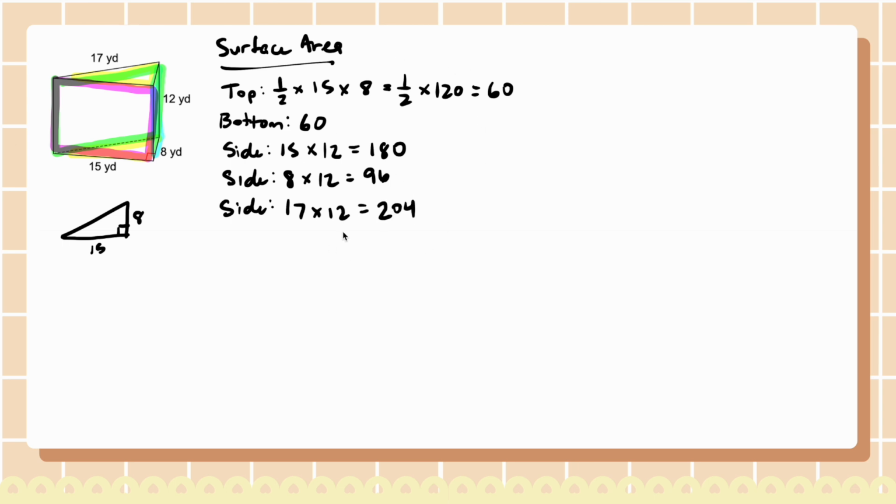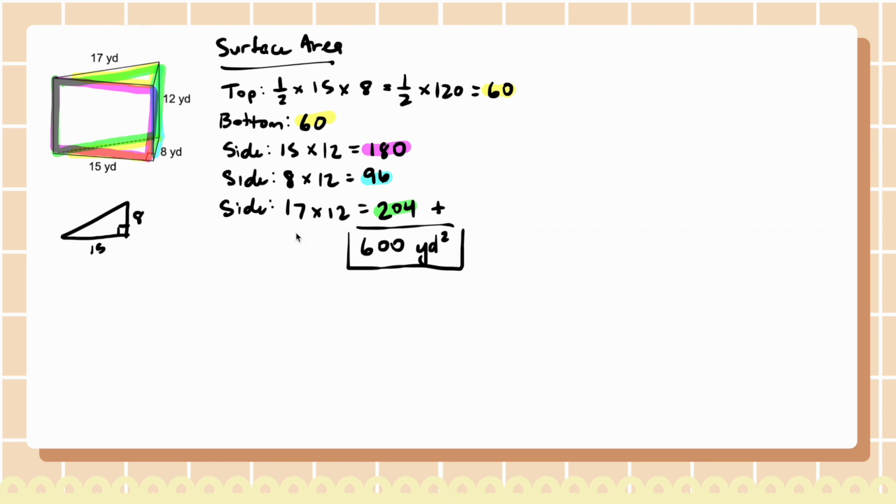Now that I have all 5 sides of my triangular prism, I'm just going to add them all up. So I had 60 plus 60 plus 180 plus 96 plus 204. All of this added up is a total of 600. And my units are yards, so I'm going to go ahead and write yards squared. And that's my final surface area.